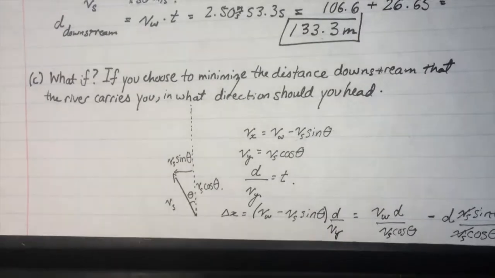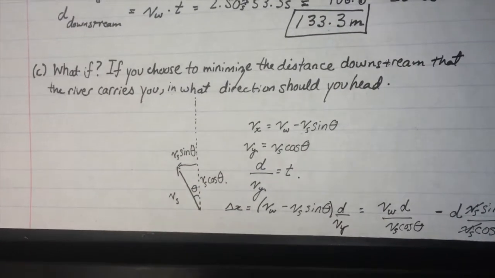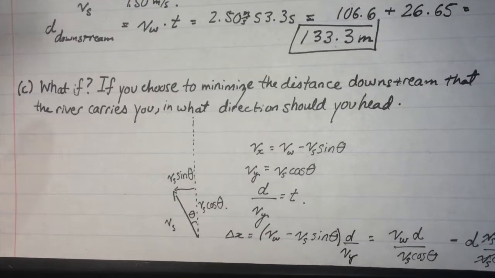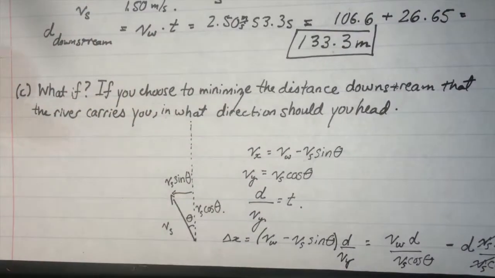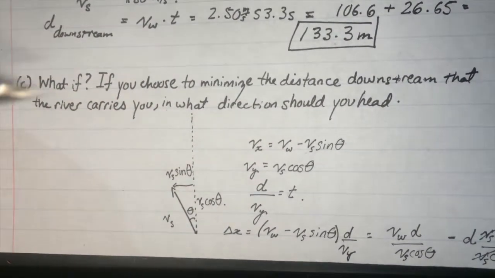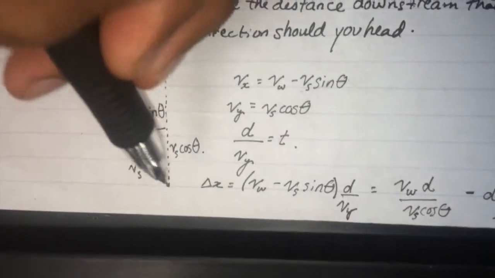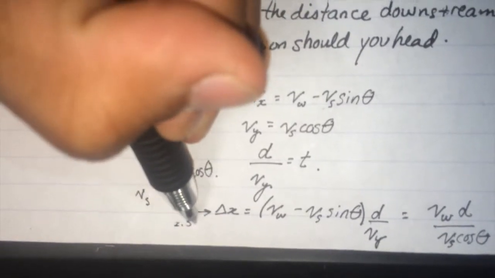So we're continuing problem 70 from chapter 4 in this part C. It says, what if? So in this problem, they want to say, if you choose to minimize the distance downstream that the river carries you, in what direction should you head? So here's a quick diagram. So we have our current, which is moving this way, and that's 2.50 meters per second.